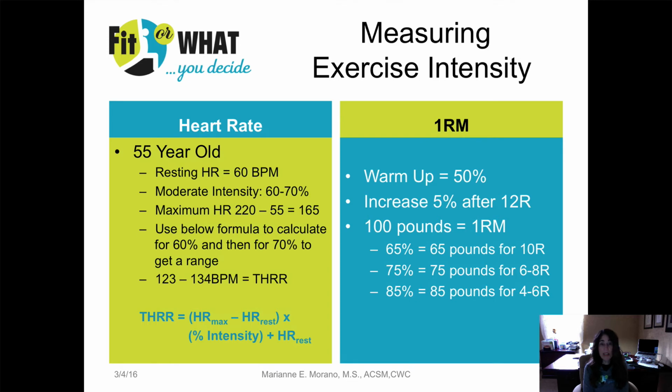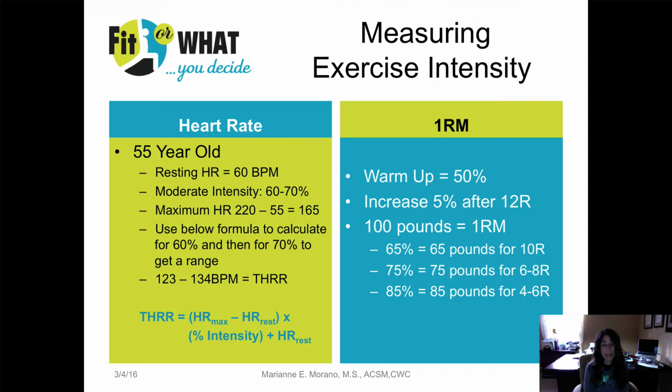Do the same thing again to find out how hard we're working at 70% of our max. So we take the heart rate max of 165, remember 220 minus 55 is 165, minus the heart rate at rest, which is 60, multiply it now by 70%, and add back in the resting heart rate of 60. And when we do that calculation, it comes out to 134 beats per minute.